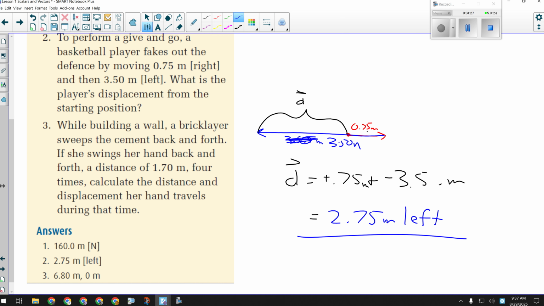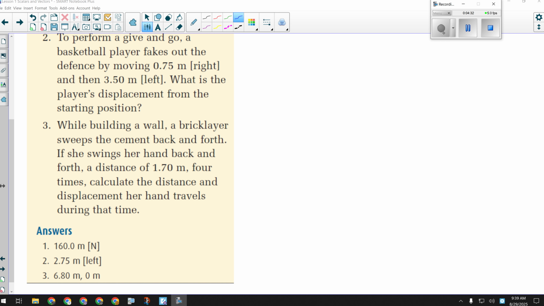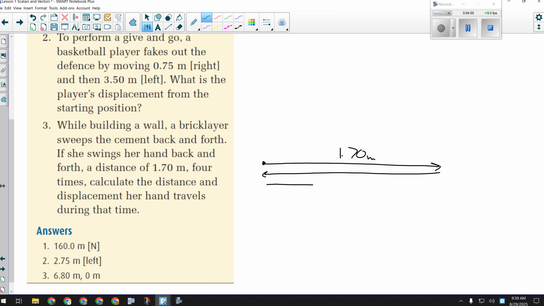I'll give you a couple minutes on number 3 and then we'll have a look at that. Okay, so let's have a look at number 3 here. You can probably just figure out in your head how to do it for the most part, but we also want to look at what a visual representation of that is going to look like. Here's our starting position. Then the person goes back and forth 1.70 meters 4 times. So basically, they just keep doing this. If they do that, where do they end up?